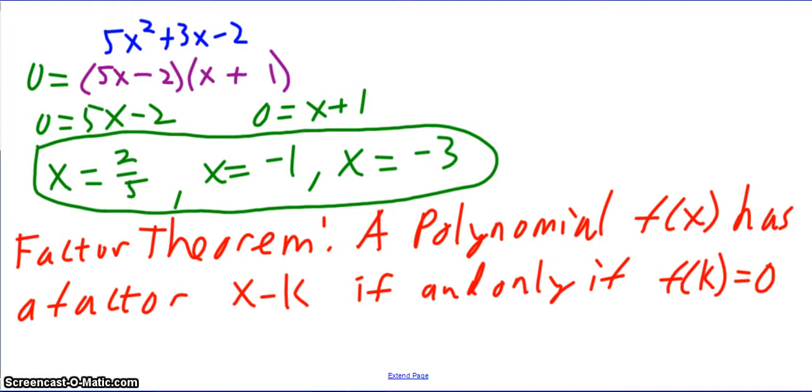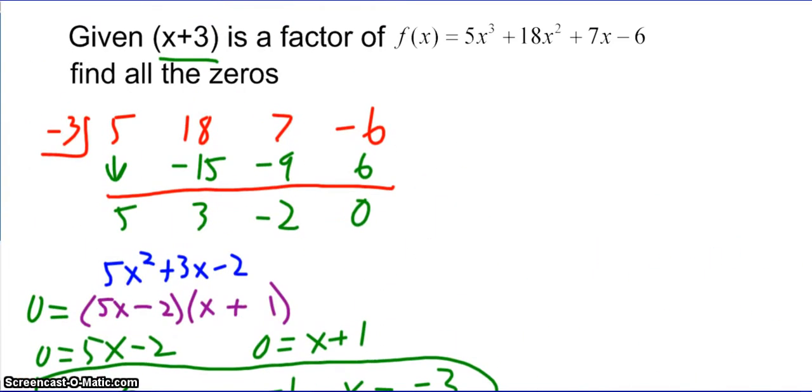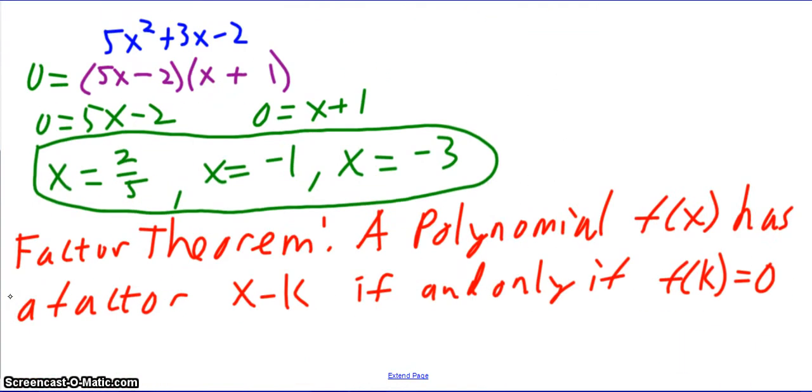In this situation we can apply that by saying if I find what is f of -3, it should equal 0, and in fact it does. I know that because x plus 3 is a factor. So that's what the Factor Theorem is telling us.